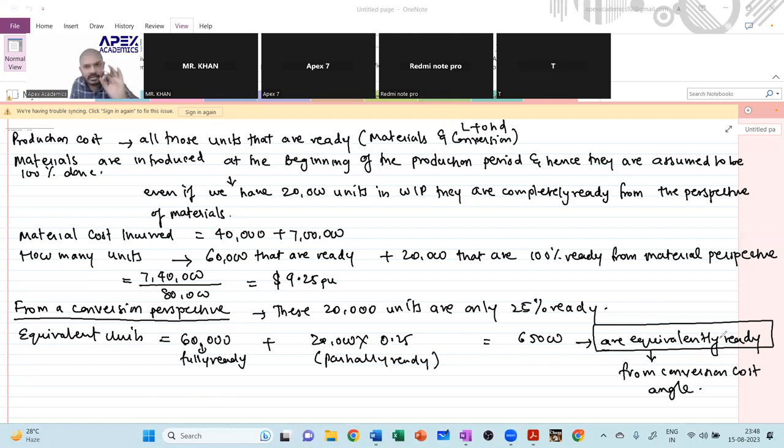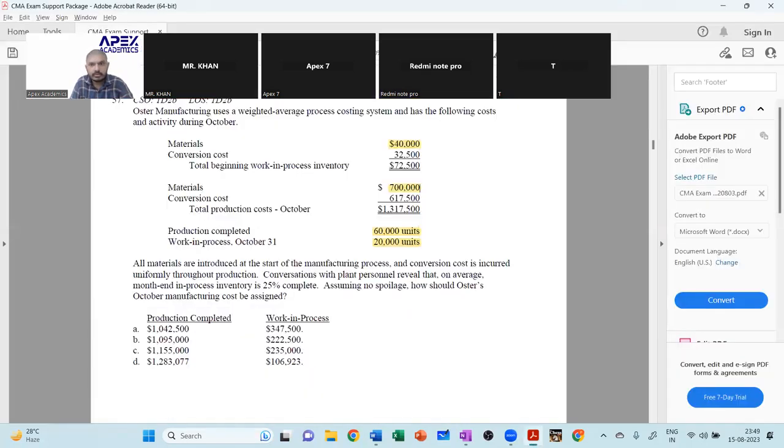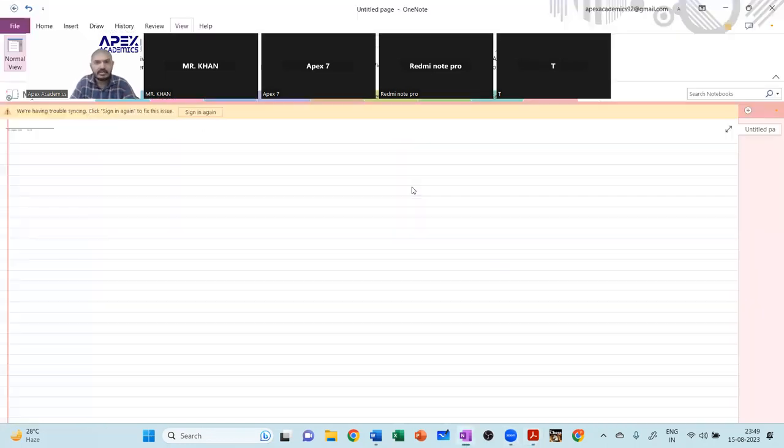From conversion cost angle. Now, what are the conversion costs incurred? 32,500 and 6,17,500.